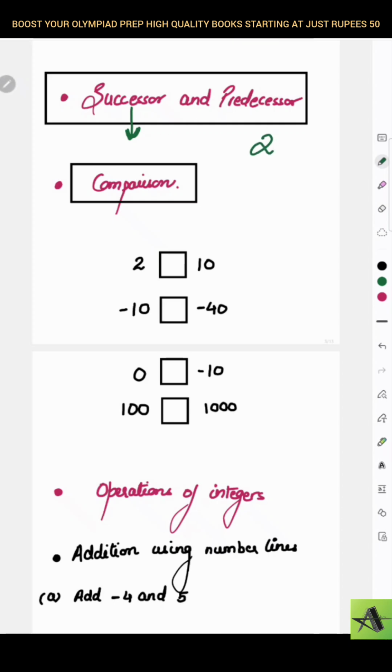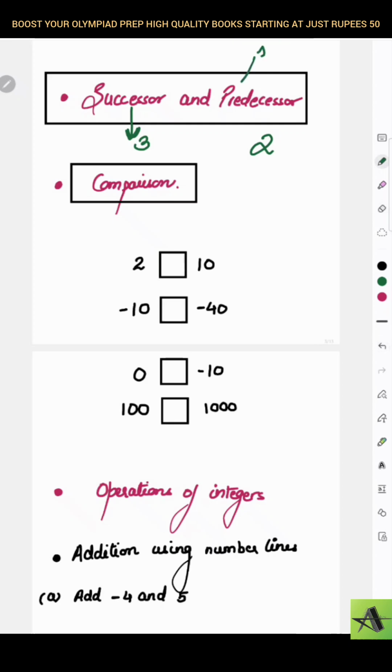So for example, I want to know what's the successor of 2. The number which comes after 2 is 3. We have to do 2 plus 1, which will give me 3. So the successor of 2 is 3. Whereas the predecessor is the number just before 2. That means 2 minus 1 will give me 1. So the predecessor of 2 is 1.